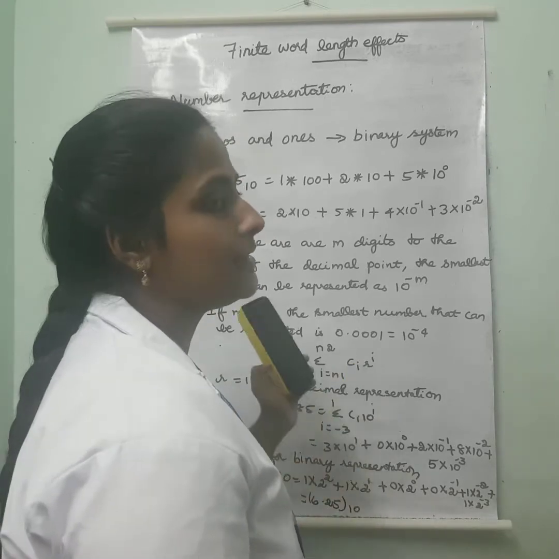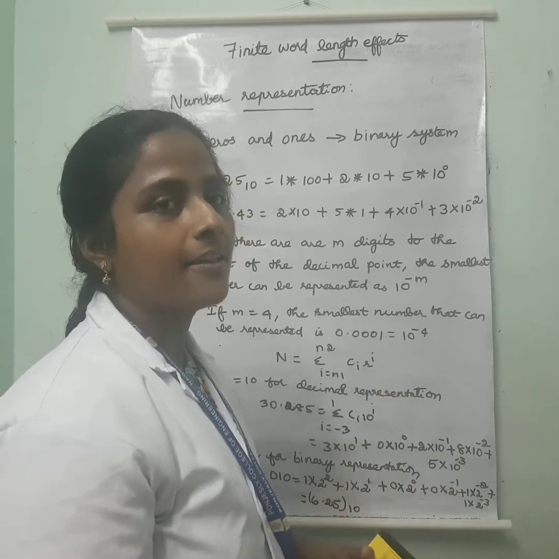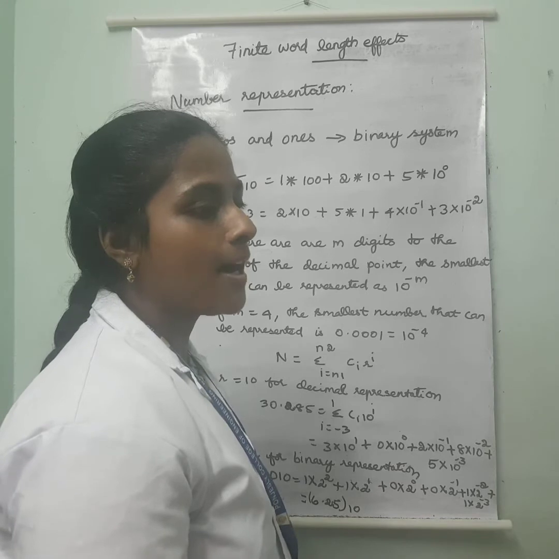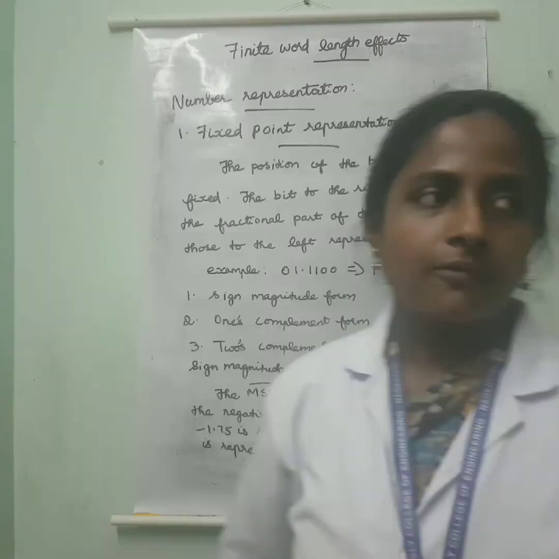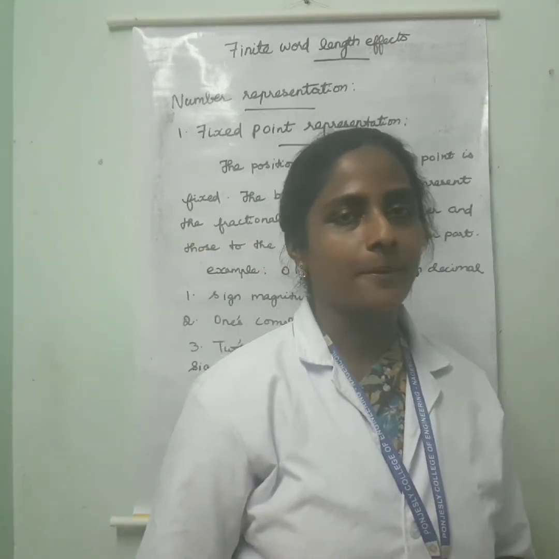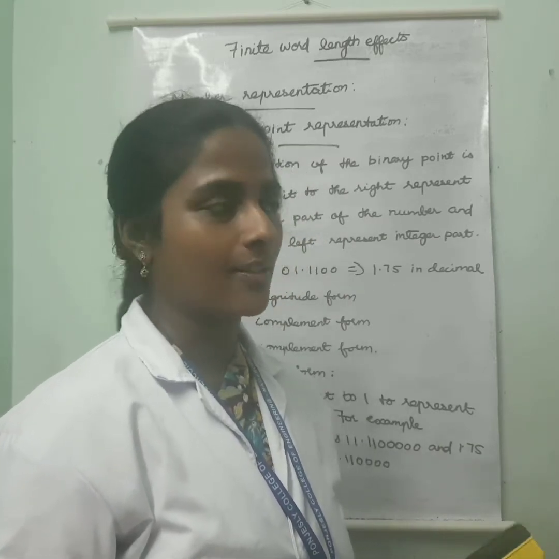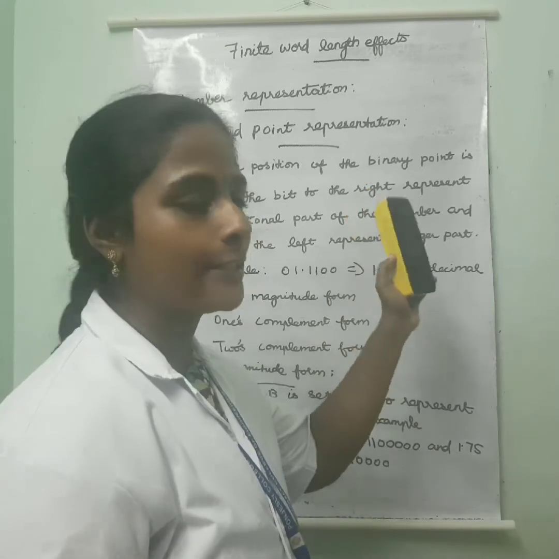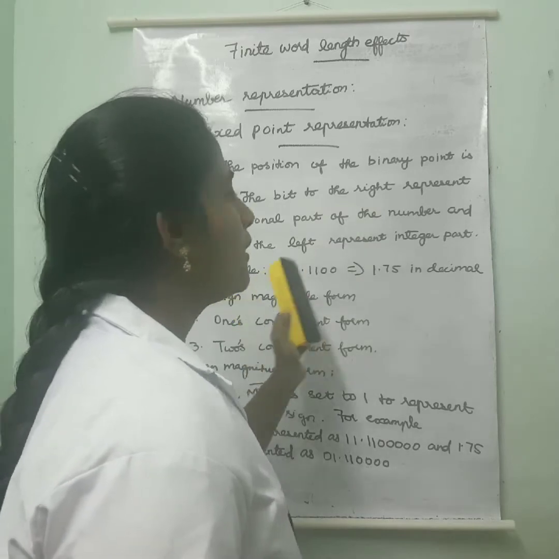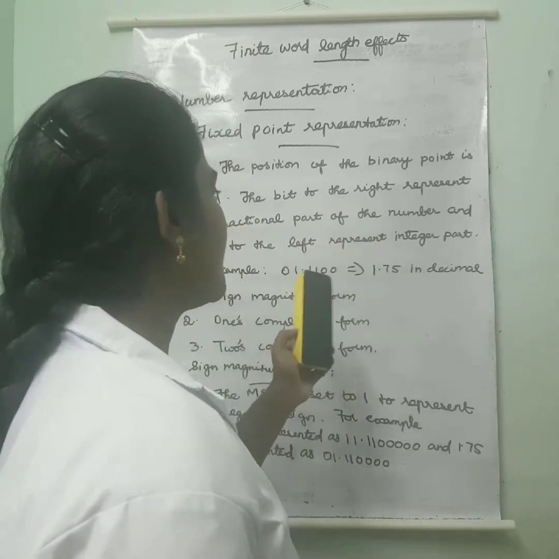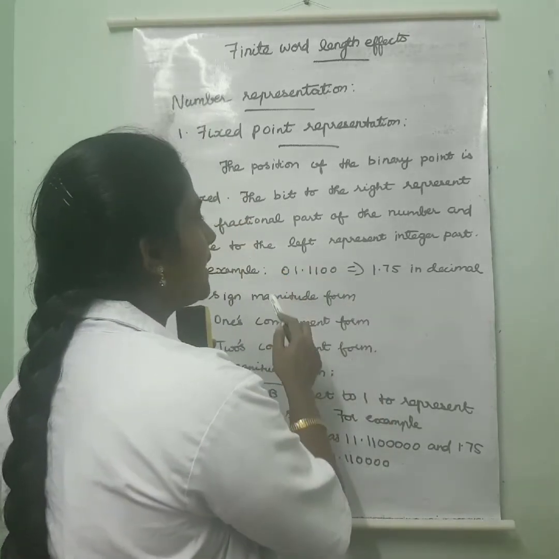Next we can study the 3 forms of number representation, that is fixed point, floating point, and block floating point representation. First we can see the fixed point representation. In fixed point representation, the position of the binary point is fixed. The bits to the right side of the binary point represent the fractional part, and the left side represents the integer part.